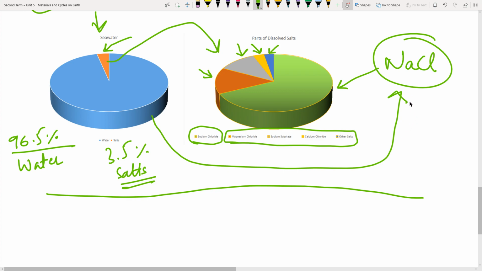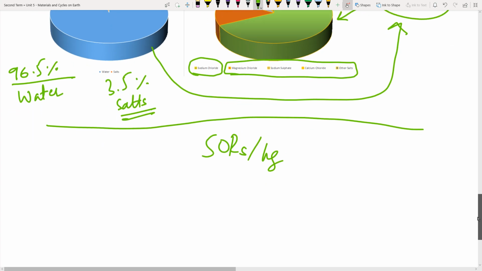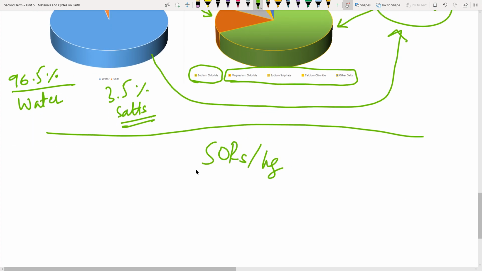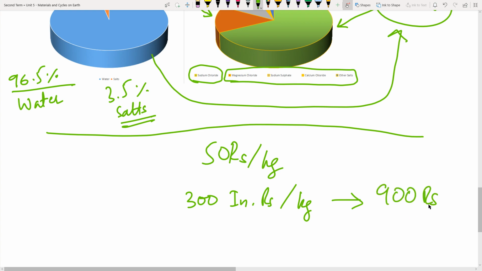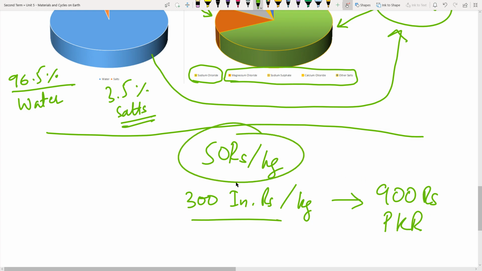In Pakistan, one salt bag costs about 50 rupees per kg. But keep in mind that in India, although the Indian rupee is more expensive than the Pakistani rupee, it still costs about 300 Indian rupees for 1 kilogram. That is roughly 900 Pakistani rupees, PKR, right? So in comparison to India, Pakistan has very low cost salt. We just pay 50 rupees. They are paying 900 rupees for the same bag of salt.